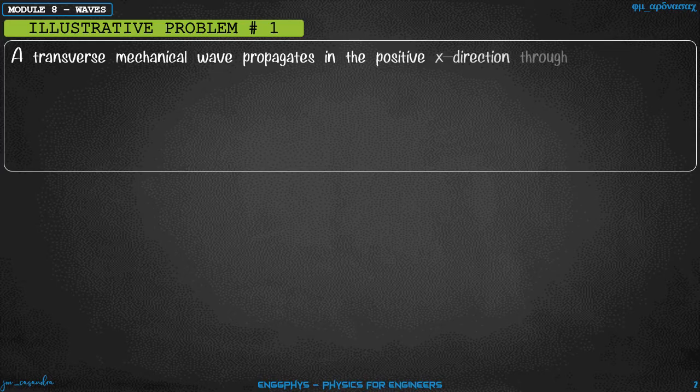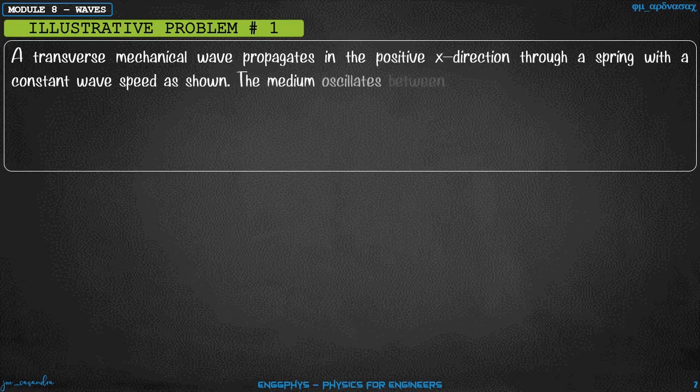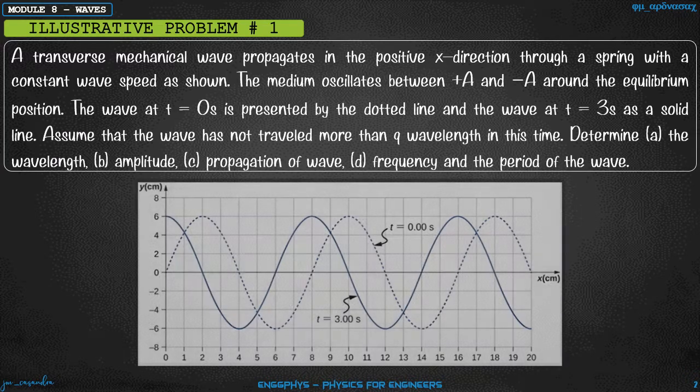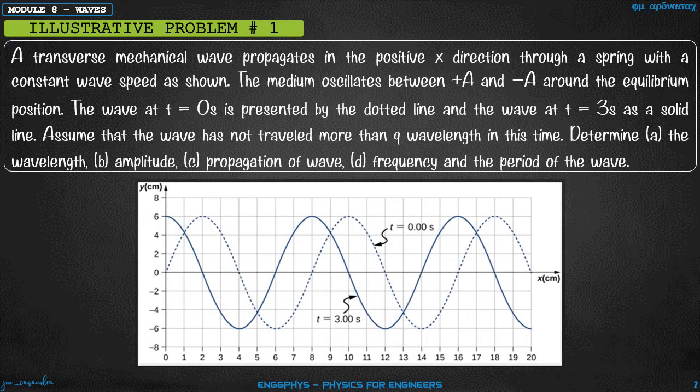So we have a transverse mechanical wave that propagates in the positive x direction through a spring with a constant wave speed is shown. So the medium would oscillate between a positive and a negative amplitude around our equilibrium position. So the wave at 0 seconds is represented by our dotted line, okay, and the wave at 3 seconds is represented by this wave, which is the solid line. So assuming that the wave has not traveled more than a wavelength in this time, we will determine the wavelength, the amplitude, the propagation of wave, and the frequency and period of our wave.